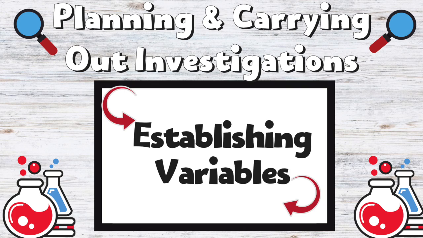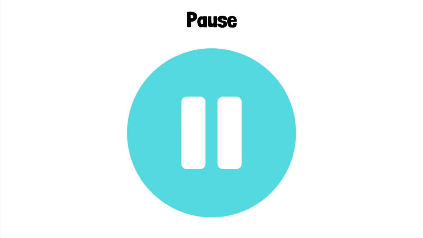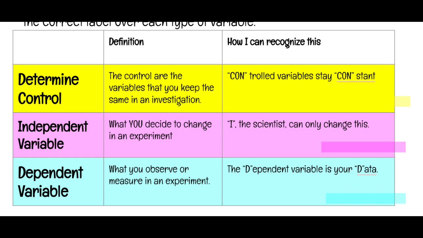In this video, we're going to discuss the planning and carrying out investigations step of establishing variables. This is covered in your digital interactive notebook on this page. If you haven't read it yet, or you haven't watched the video yet, pause this video and do that first, and then come back here. So now we're ready to take a closer look at these three parts of establishing variables in an investigation.